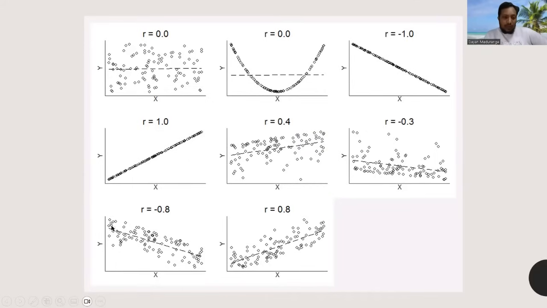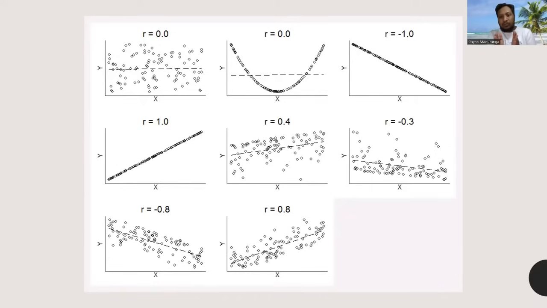And when you come to this one, it's much closer to the line and going downward. So R is equal to -0.8. And here R is equal to 0.8, it's going upward and much closer to the line. So R squared and R are different. R squared can take values between 0 and 1. R can take values from -1 to +1. From 0 to -1 the line goes downwards. From 0 to +1 the line goes upwards, right?